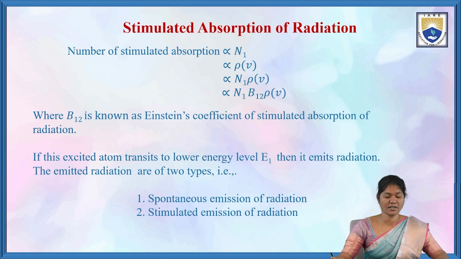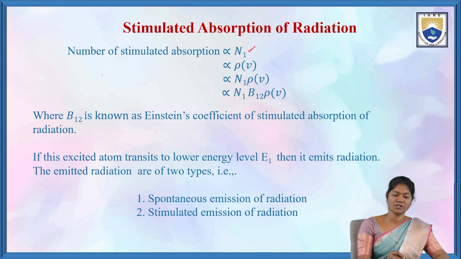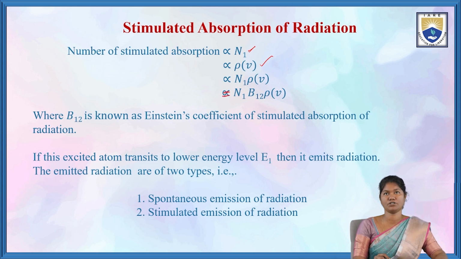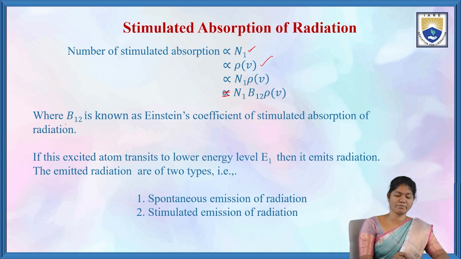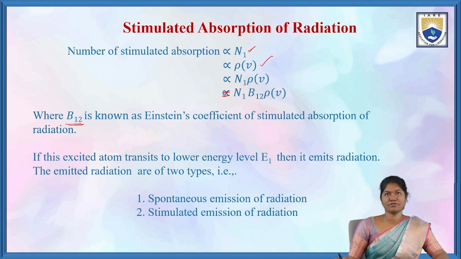Now we will calculate that the number of stimulated absorptions is proportional to N1. N1 is nothing but the number of atoms present in the E1 energy state. The number of stimulated absorptions is also proportional to rho v. So it is proportional to N1 rho v, so it is equal to N1 B12 rho v, where B12 is the Einstein coefficient of stimulated absorption of radiation.